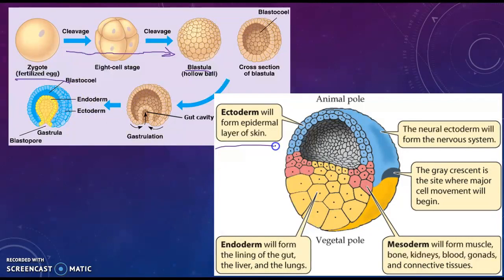So we have our ectoderm, which is going to be the nervous system and the skin. We also have the mesoderm, which is going to be forming various muscles, different kidneys and blood, gonads, and then the endoderm is going to be forming your digestive system and lungs.